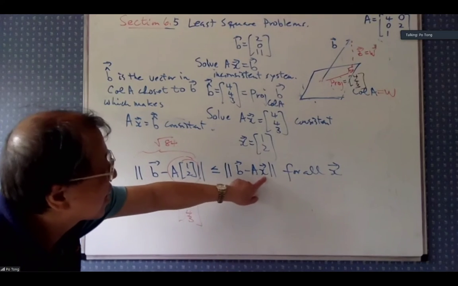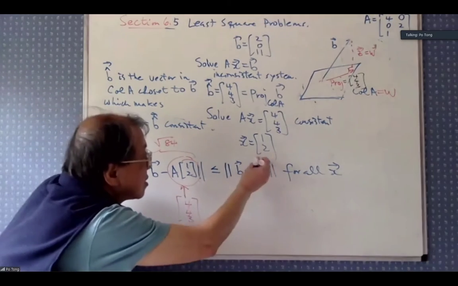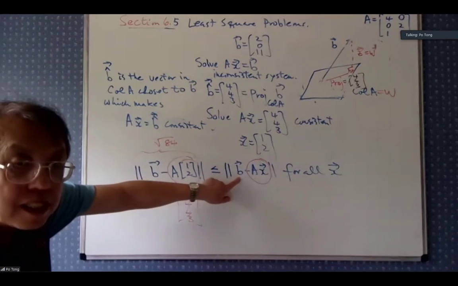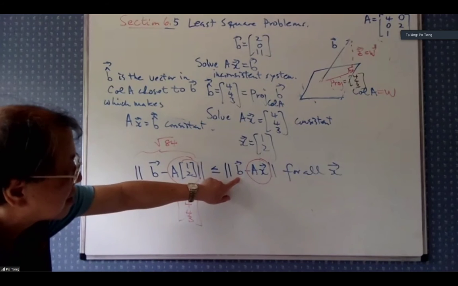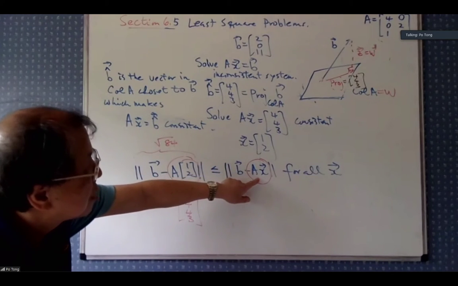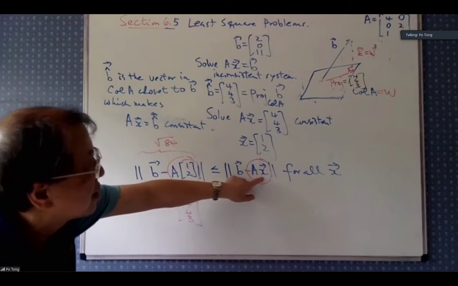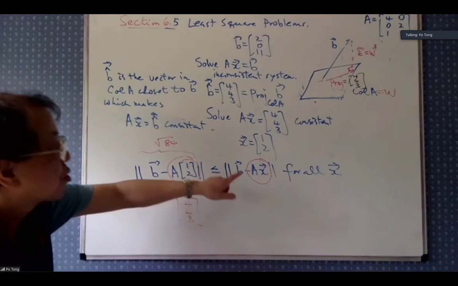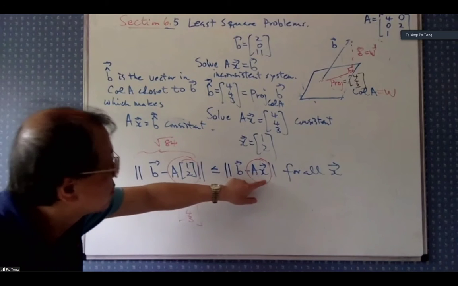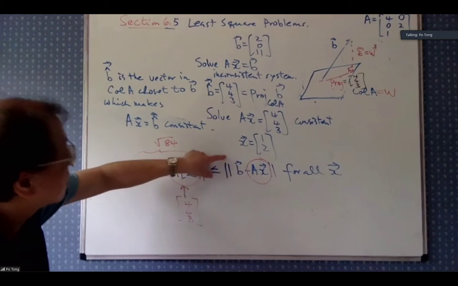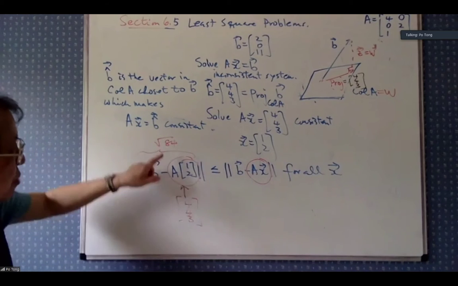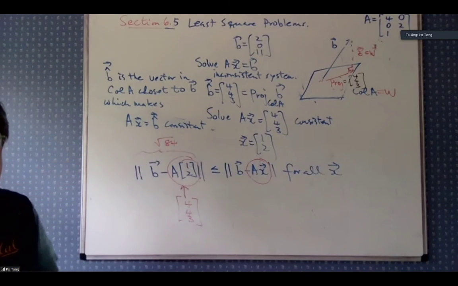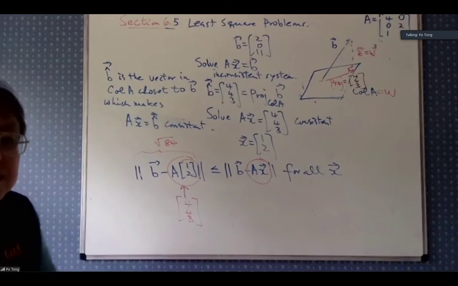So for any x, A times x is some vector in the column space of A. So B minus this vector in the column space of A, that distance will be bigger than square root 84. This is just saying that this one is the shortest distance. Any questions so far on this?